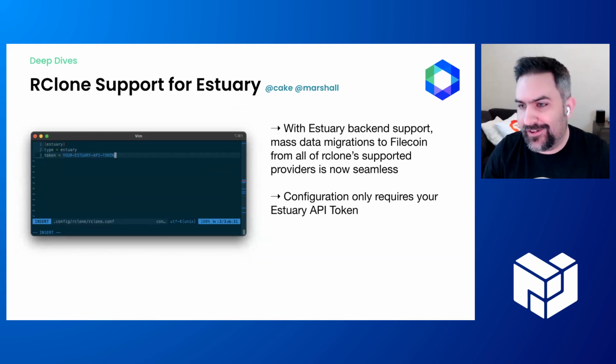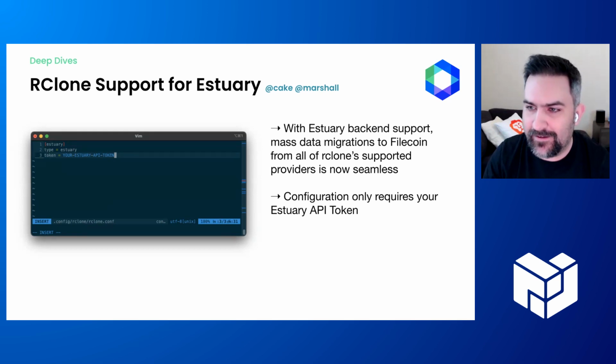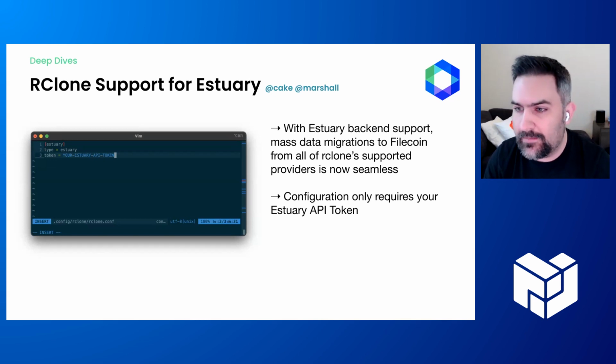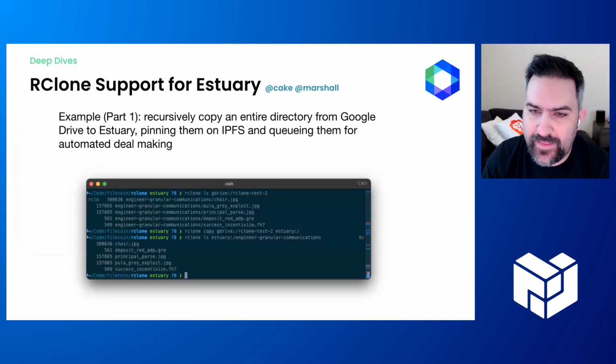Basically, to get started using Rclone, it's really straightforward. You just create a configuration file, and there's a tool that automates this for you. All you really need to have in that configuration file is the fact that you're using Estuary as your backend and the token that you get from the site that Jimmy just showed.